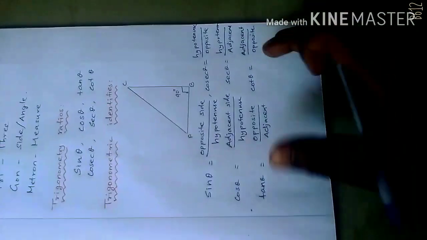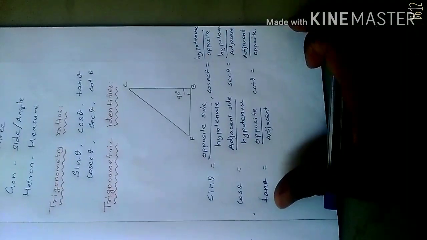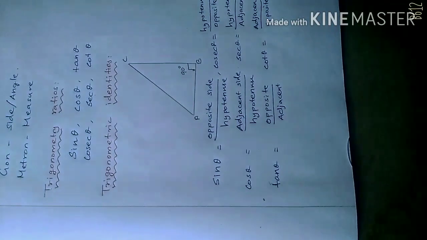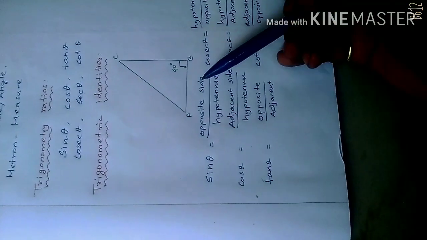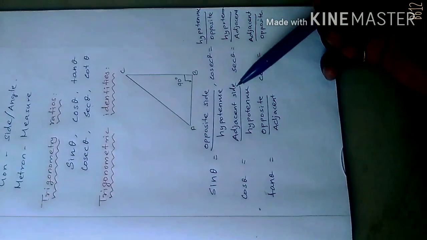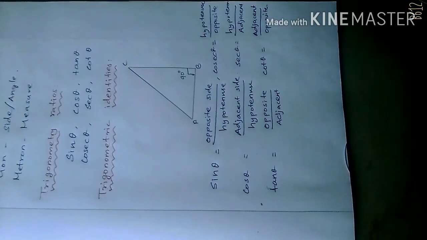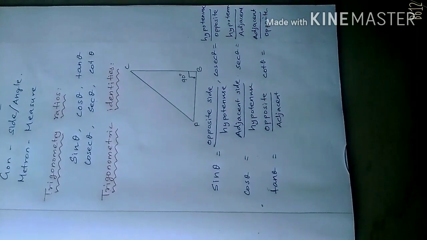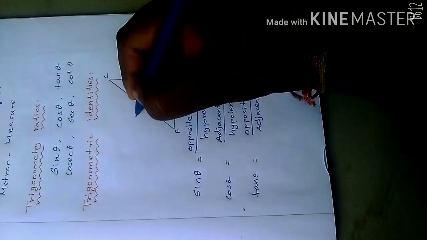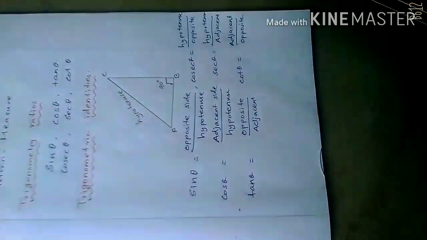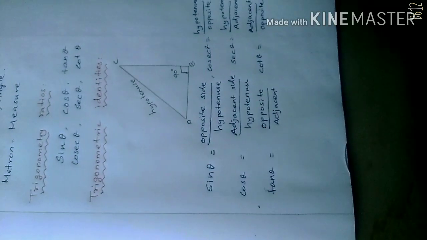These identities are very important rules. Now we have one doubt. Sir, which is opposite, which is adjacent, which is hypotenuse? We came to know that the slanting side is always the hypotenuse. So it is a slanting side, so it is the hypotenuse.